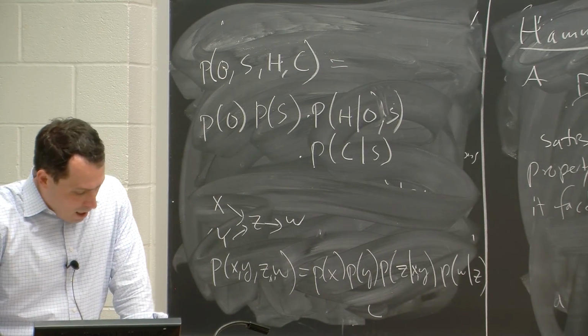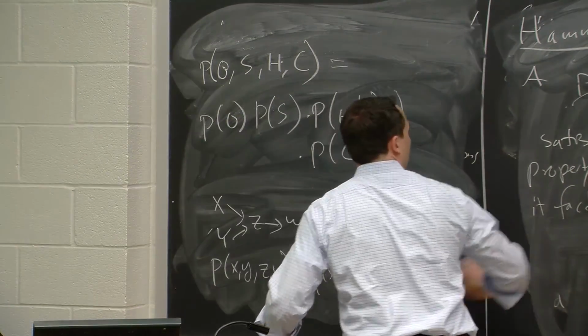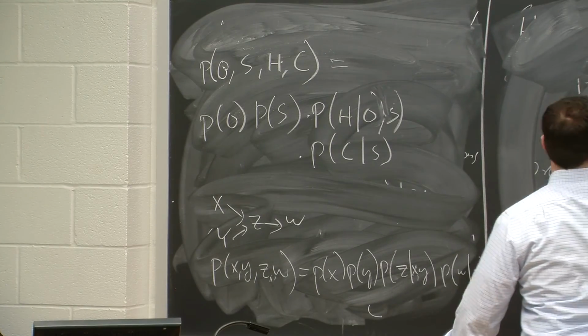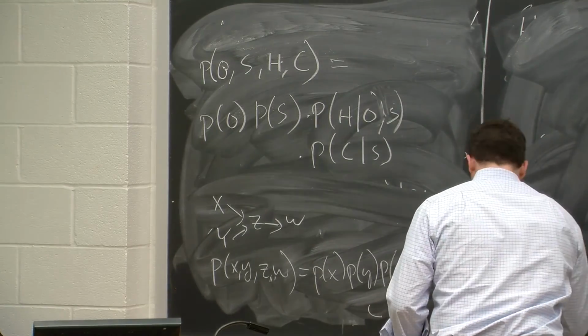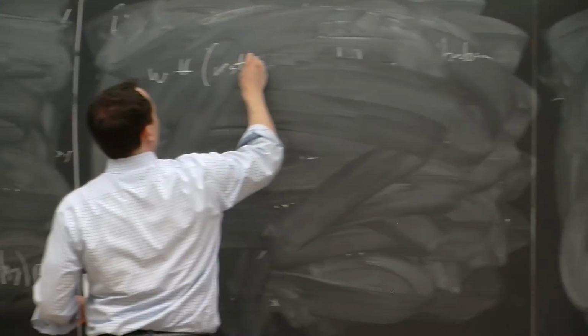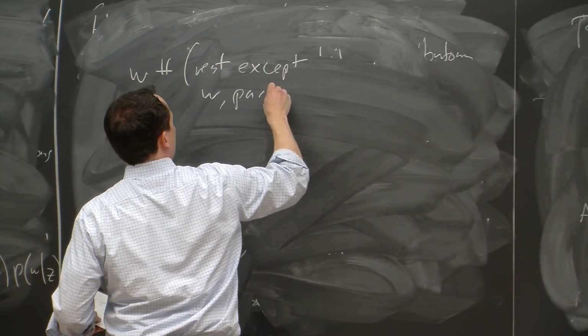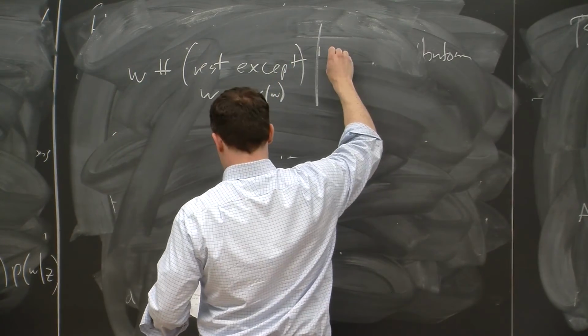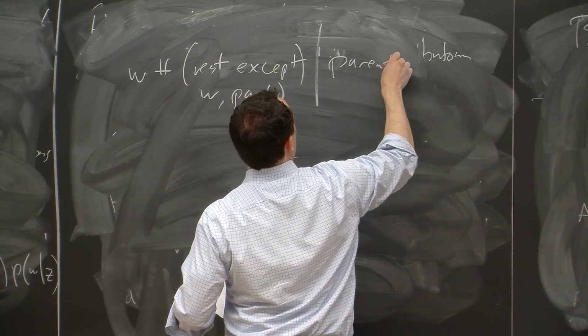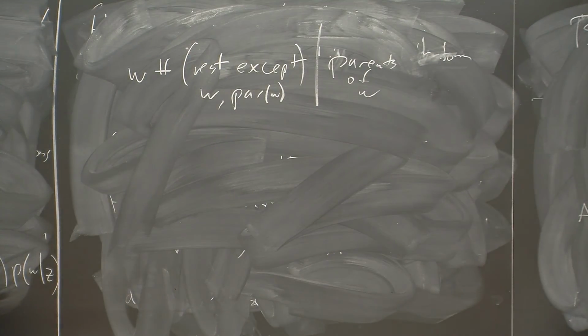And again, in terms of conditional independence statements, one of the statements you can always say is that w is independent of the rest of the variables except w itself and its parents, given its parents. There are other conditional independence statements that you can read off, but that requires this more complex criterion of D separation.